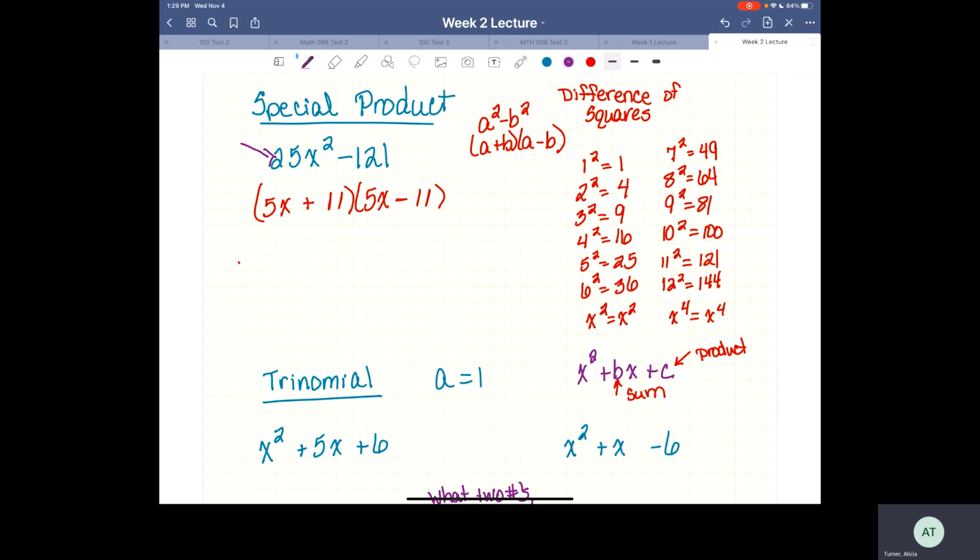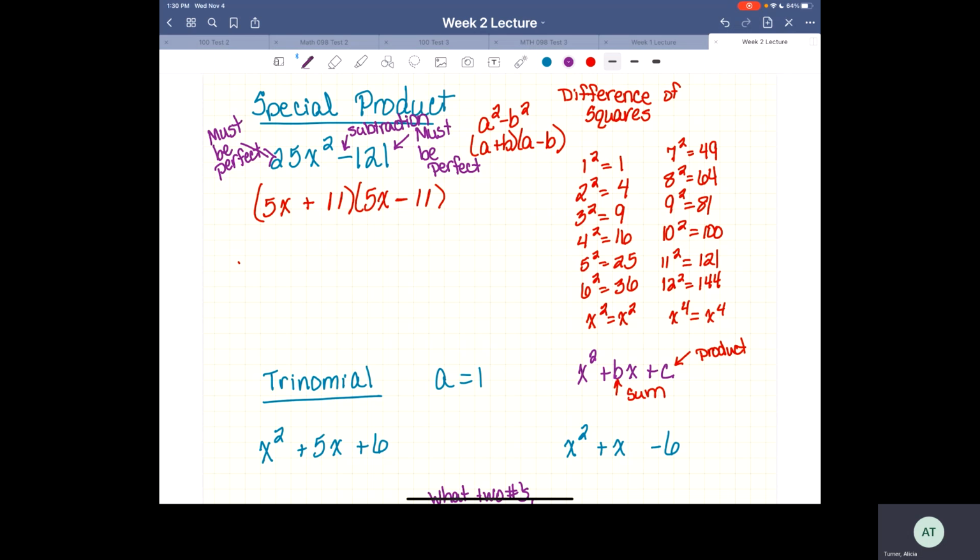This right here must be a perfect square. If it's not perfect, it doesn't work. Okay? This right here must be perfect. If it's not a perfect square, it doesn't work. This must be subtraction. If it's addition, it doesn't work. It must be subtraction. Now, I want to talk about why that has to be subtraction.